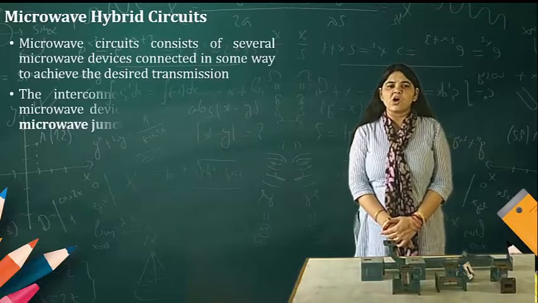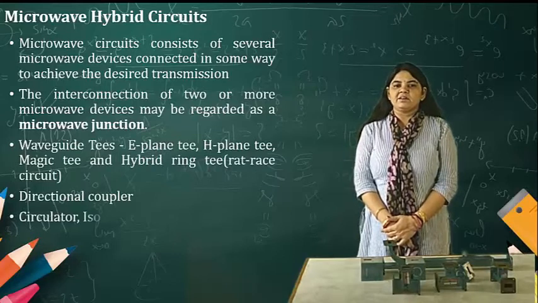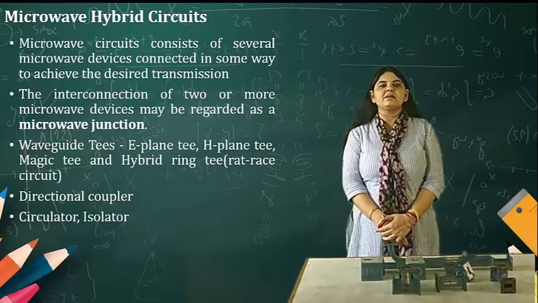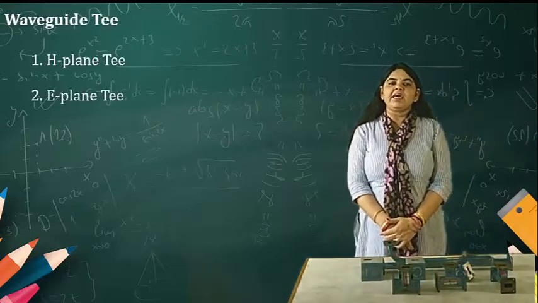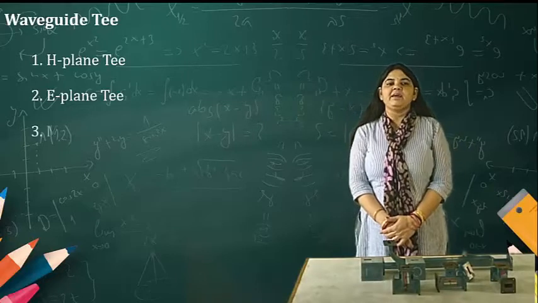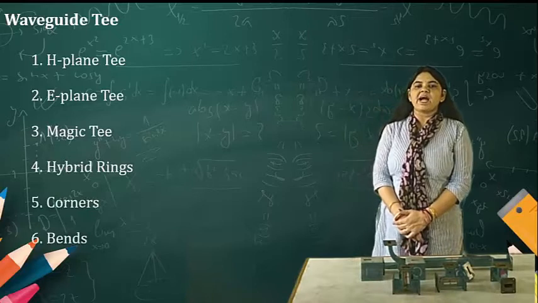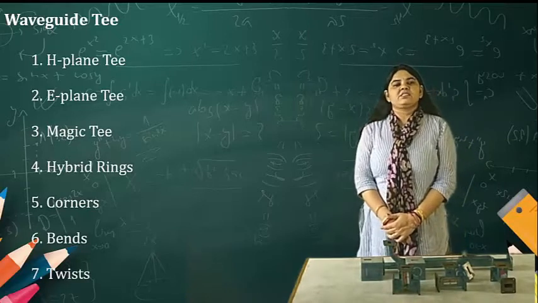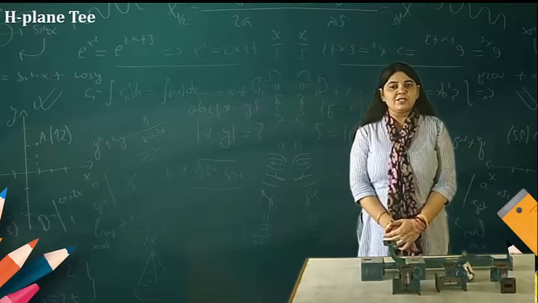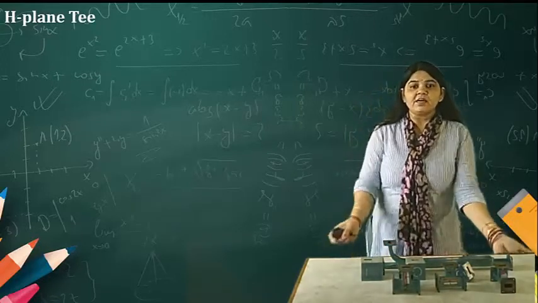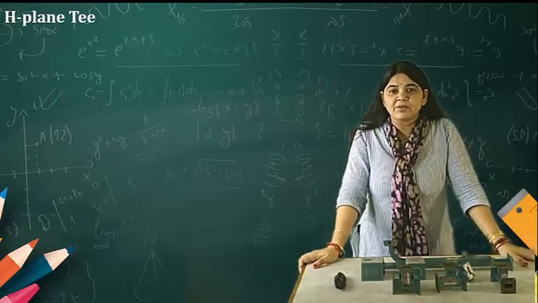This consists of the study of various devices or components like the directional coupler, then the circulator, waveguide T, H plane T, E plane T, magic T, then the hybrid ring, corners, bend, twist. So these are the various components for our discussion. Now let us start with the description of the microwave components.